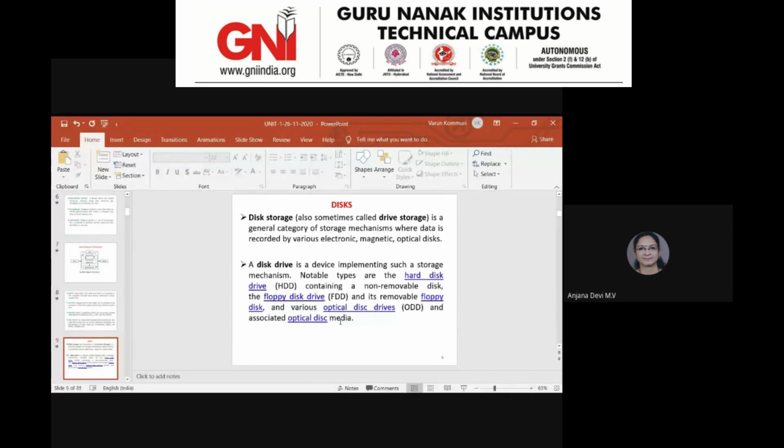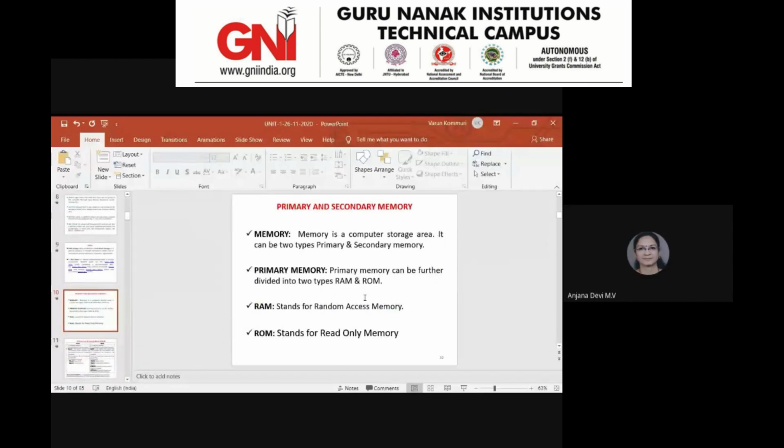After completion of your work, you can remove that disk from the block. These are the examples of the disk: one is hard disk, second one is floppy disk, third one is optical disk, CDs, DVDs. All of these are the disks we are using to store the data permanently, right?